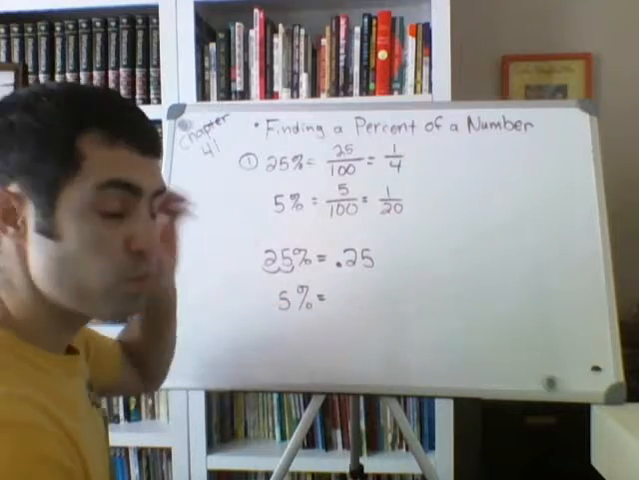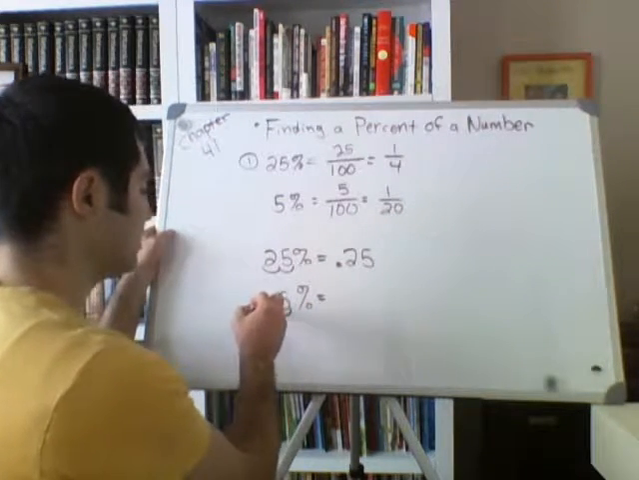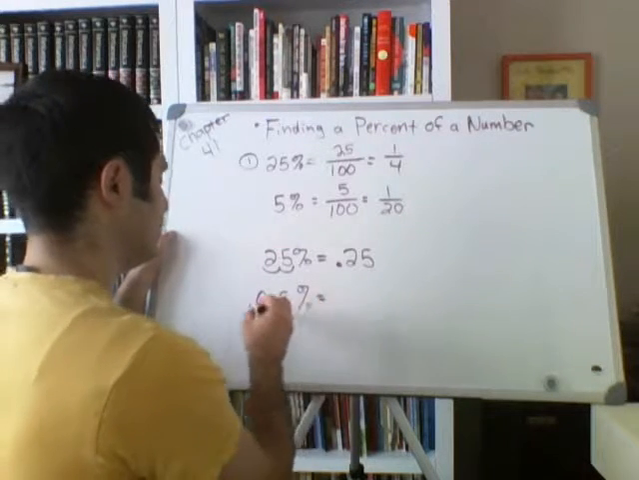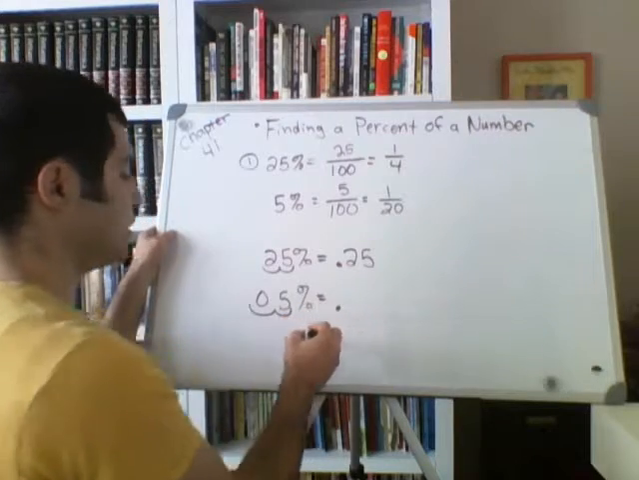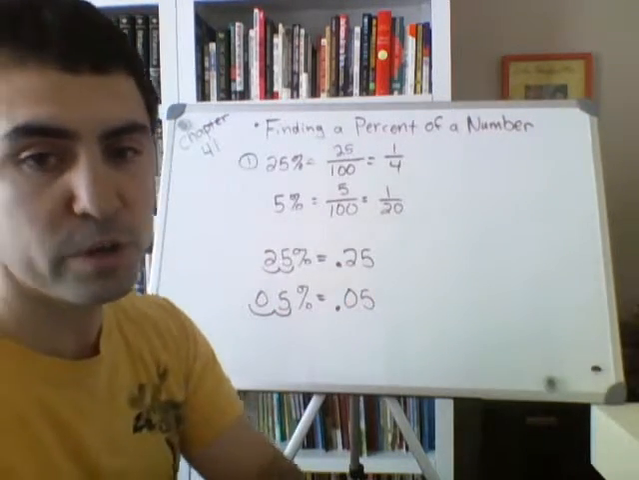5%, this is where you're going to use that placeholder 0. So you're moving the decimal point 2 places to the left. You're going to need to add a 0 there. So the decimal version of 5% is 0.05. 5/100ths.